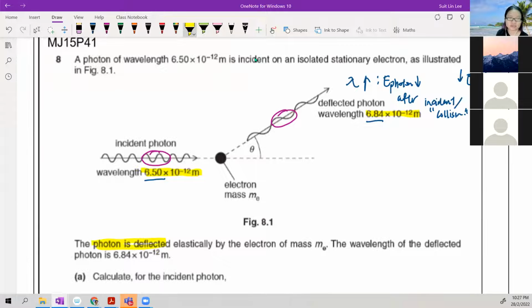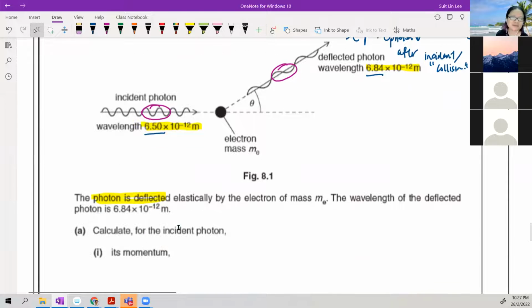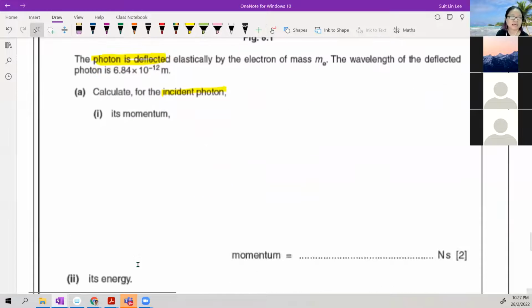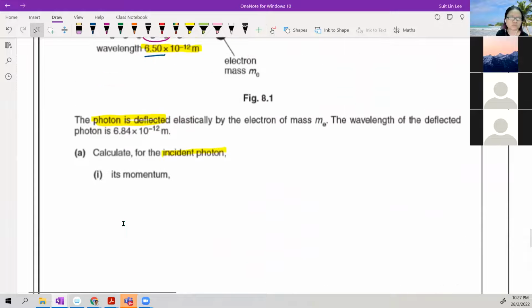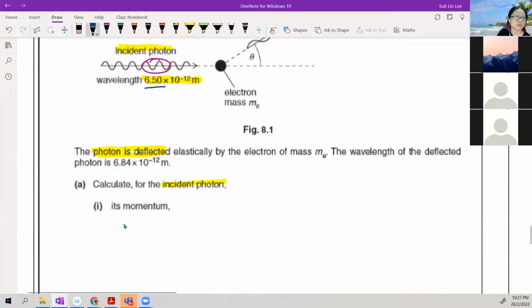The light can actually change its direction of path if it collides with a particle. And the wavelength is given. Calculate for the incident photon, this one, the momentum and its energy. Okay, momentum: p is equal to h over lambda.